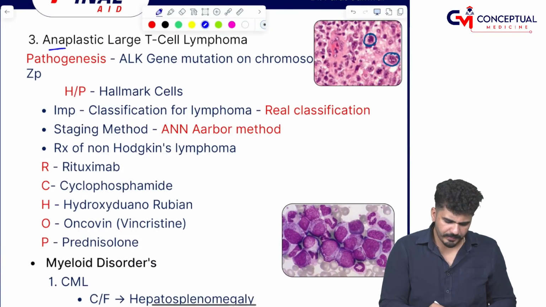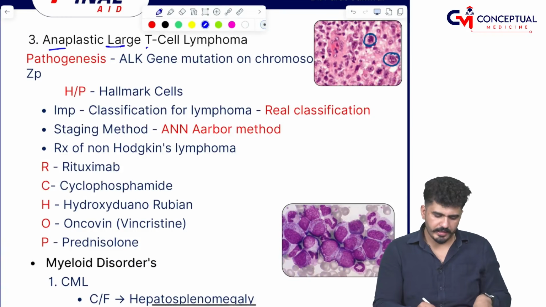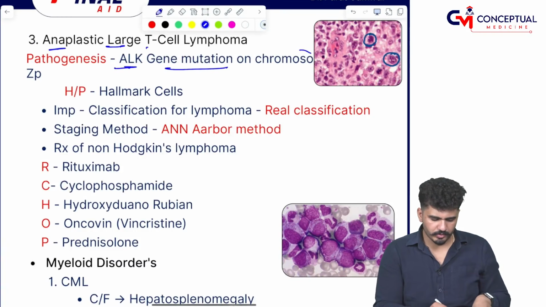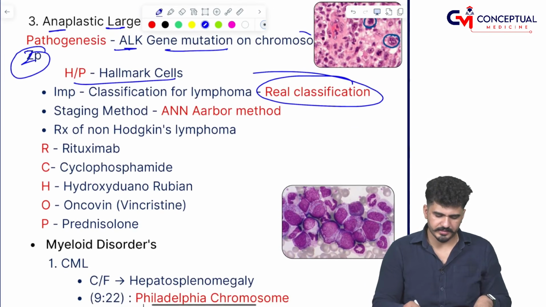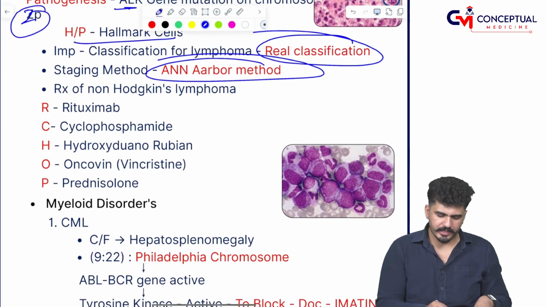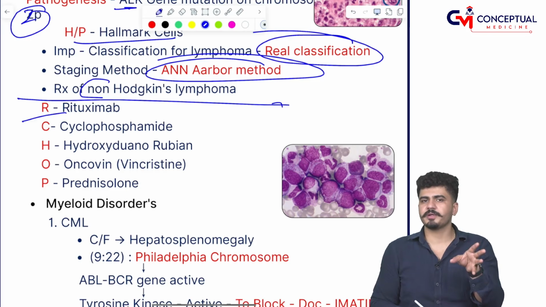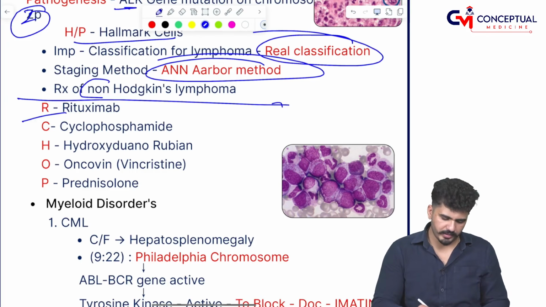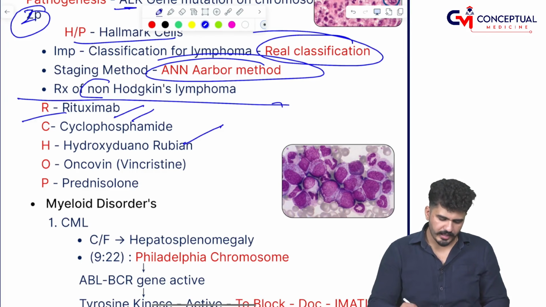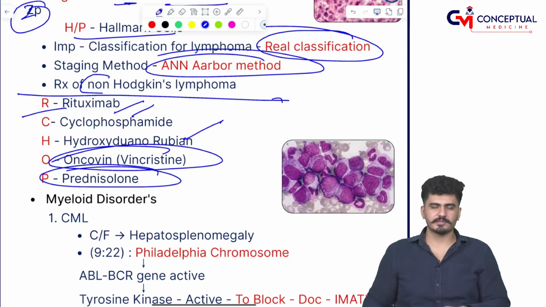Now coming on to the next one, sir. Third one, anaplastic large cell lymphoma, another one added to the T cell group. ALK gene mutation on chromosome 2p. Hallmark cells are seen. Classification for lymphoma is the REAL classification. Staging is by the Ann Arbor method. Treatment of non-Hodgkin's lymphoma is R-CHOP. ABVD was the treatment for Hodgkin's lymphoma. R-CHOP is a regimen for non-Hodgkin's lymphoma: rituximab, cyclophosphamide, hydroxydaunorubicin, oncovin and prednisolone, my dear friends.